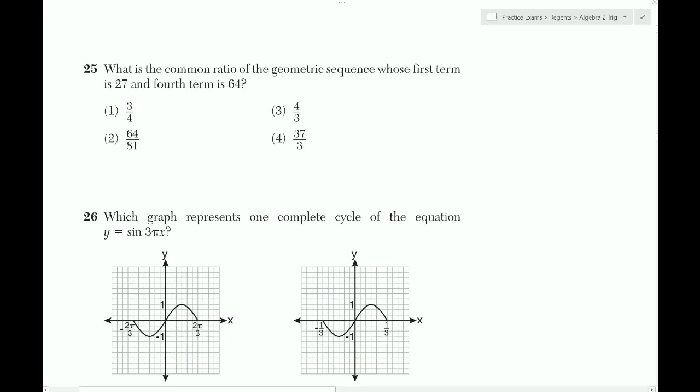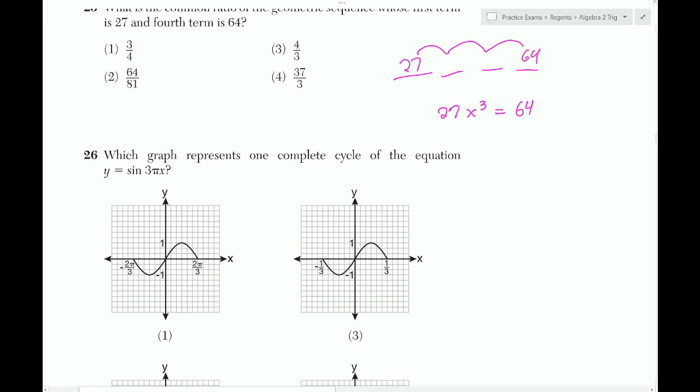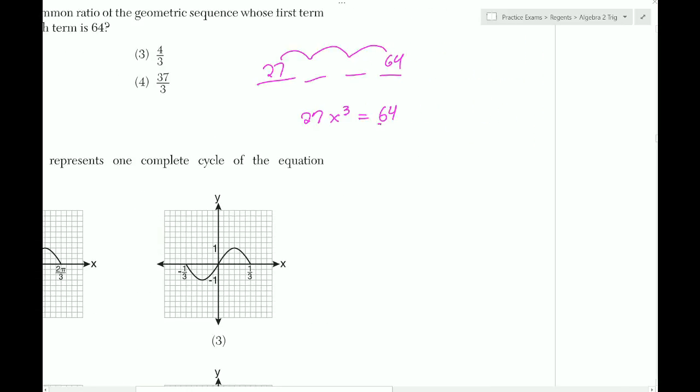What is the common ratio of the geometric sequence whose first term is 27 and fourth term is 64? The question is, what do we have to multiply by once, twice, 3 times? So 27 times some number multiplied by itself 3 times has to equal 64. So now to solve this equation, we divide by 27, effectively moving the 27 down to the bottom there. And then we raise both sides to the 1/3 power. So we end up with x equals the cube root of 64, which is 4, over the cube root of 27, which is 3. So 4/3. That's choice 3.